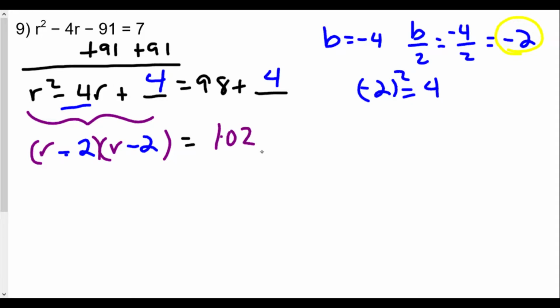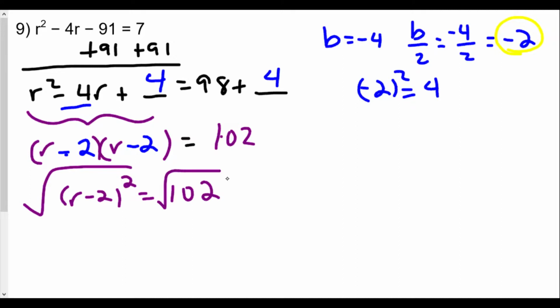Okay, all right, so this now becomes r minus 2 squared equals 102. We're going to take the square root of both sides, and now we get r minus 2 equals plus or minus, don't forget that's the one thing you have to remember, plus or minus symbol, square root of 102. Now, we want to figure out in this case, can 102 be simplified? And the answer is no, right? There's no perfect square that divides evenly into 102.